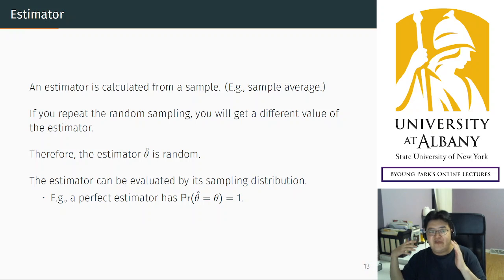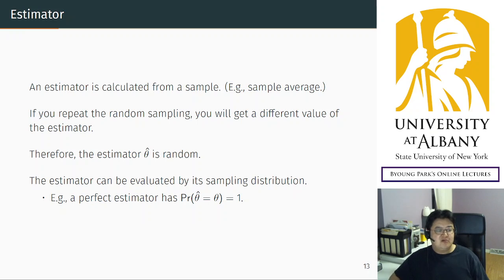Therefore, if you view the random sampling as one experiment, then the estimator is the outcome of that experiment. So it is random, and we can think about its distribution. That is the sampling distribution of the estimator, and that is the basis of our evaluation. So we will tell if an estimator is good or bad based on the estimator's sampling distribution.